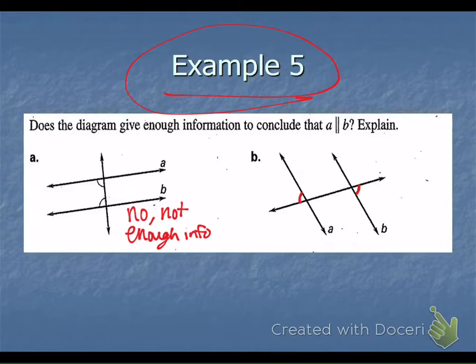What are those? Yeah, they're alternate. They're on different sides of the transversal, but they're outside of lines A and B. So alternate exterior angles are what? They're marked the same, so they're congruent. Is that one of our things that we wrote down? It is. So yes, alternate exterior angles congruent is one of the reasons.